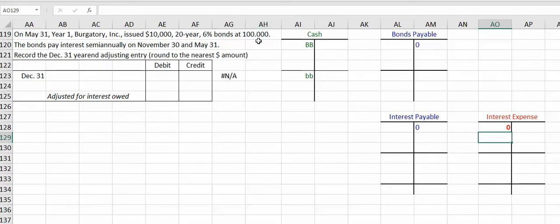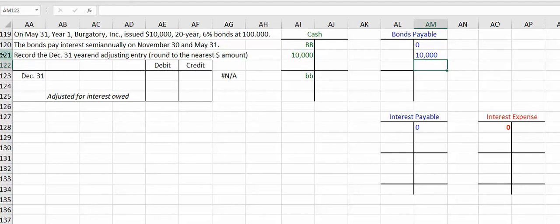This 100 is the bond quote that is telling us that this bond sold for 100%. This is a percentage of its par value or face value. So in other words, they're going to get $10,000 because the market rate of interest is equal to the stated rate. The market's happy getting 6% for this company's level of risk.